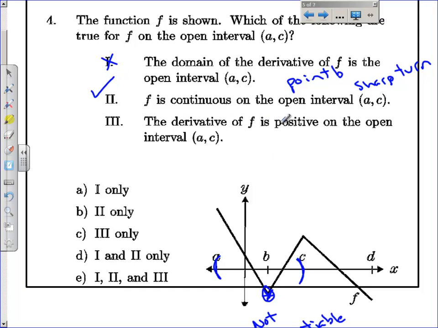Roman numeral 3, the derivative of f is positive on the open interval from a to c. Well, that's clearly incorrect because the derivative is negative from a all the way down to and not including b. It doesn't start to become positive slopes until b to c. So that is not a true statement. So my answer to this is 2 only.